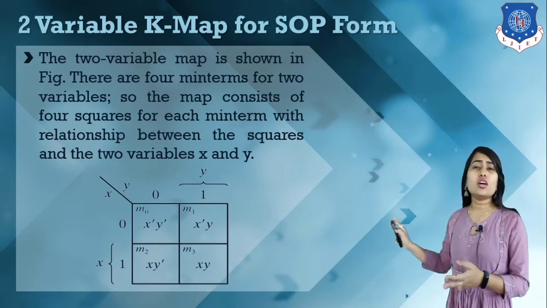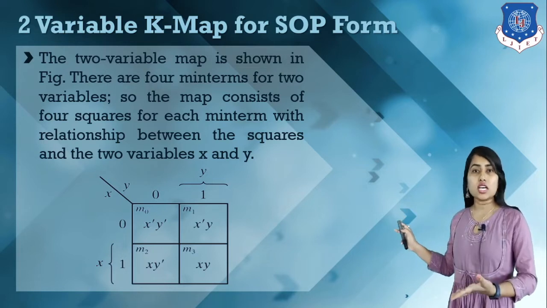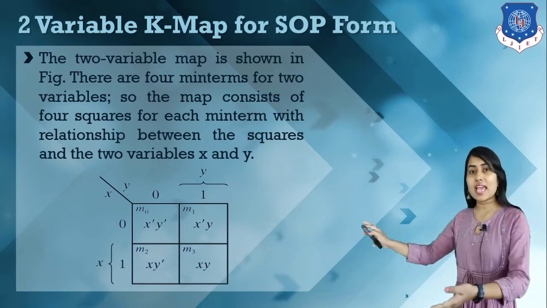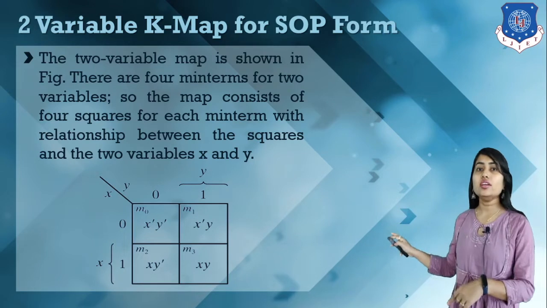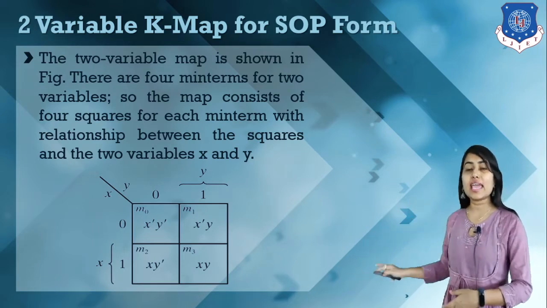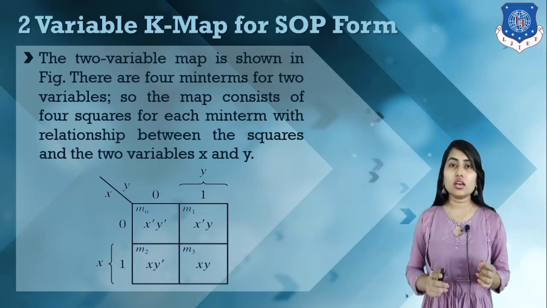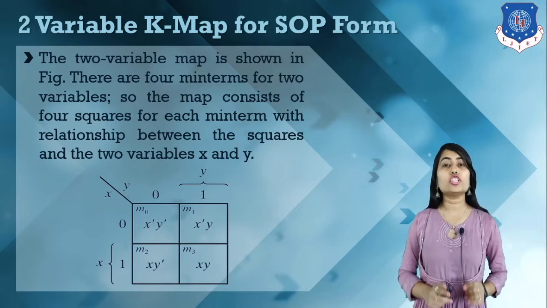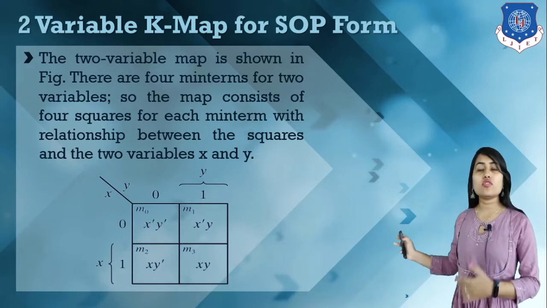So if we have this kind of 4 square, what terms are represented by these squares? The first term is x dash y dash, which belongs to 0, so 0 is written over here. Then for 1 it is x dash y, then x y dash and x y. This is how we can make a K-map for two variables.